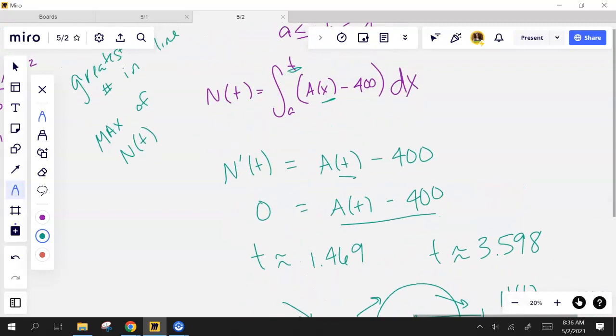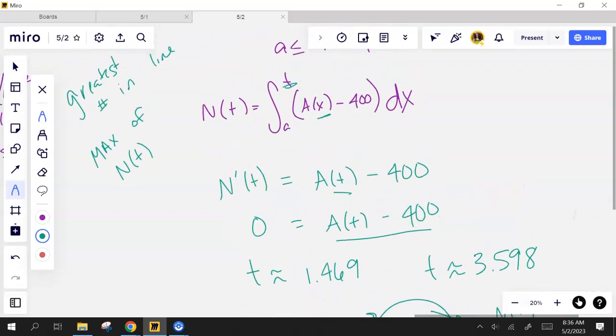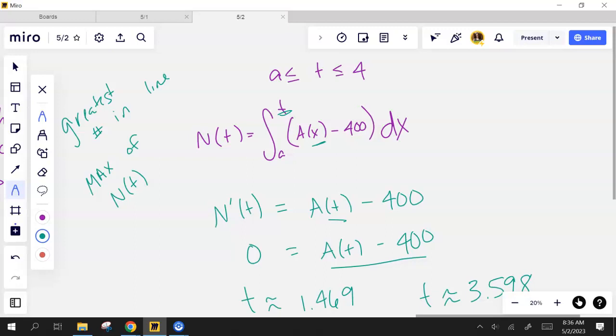I had to read through it several times to know what it was that I needed to do. It said the greatest number of vehicles in line, and then I had to go back and read. It says the number of vehicles is given by that equation. So I want to find a maximum of that equation. To find a maximum, I know I need to do the derivative.